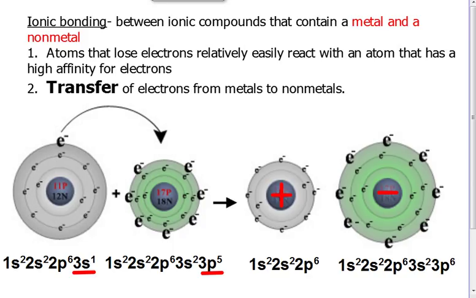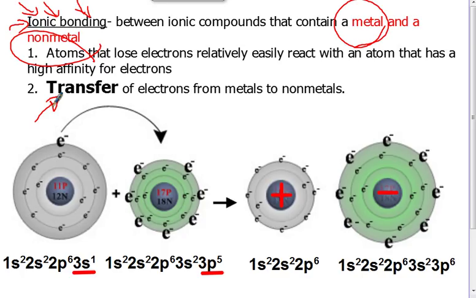Ionic bonding. The key is this. Circle metal, circle non-metal, arrow, arrow, emphasis on the important thing. Transfer electrons. We have charges afterwards.